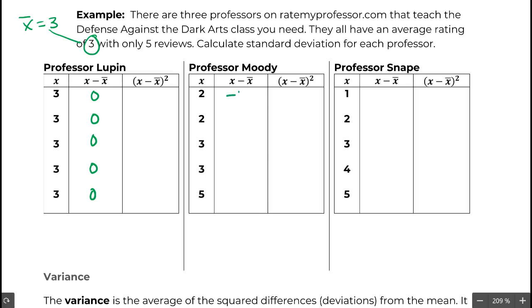Moody, on the other hand, 2 of his reviews are 1 below his average, 2 are exactly his average, and 1 is 2 above his average, right? And then for Snape, well, he's all over the place. People have rated him 1 above, 1 below, 2 above, 2 below. All right, so there's our deviations.